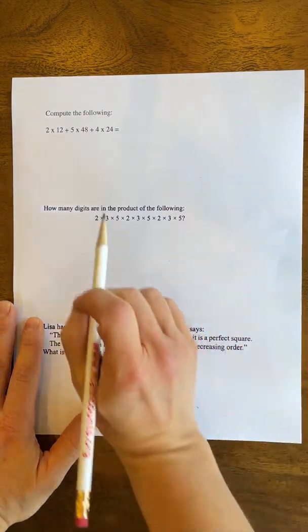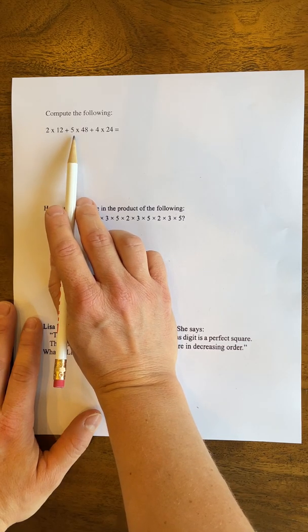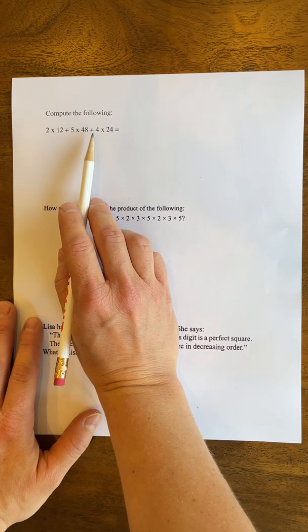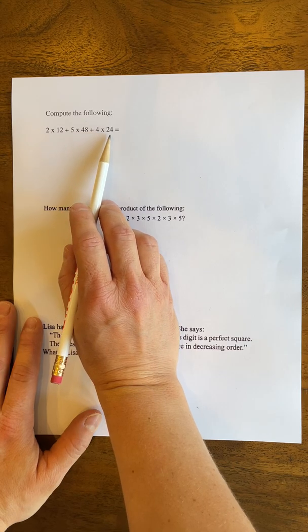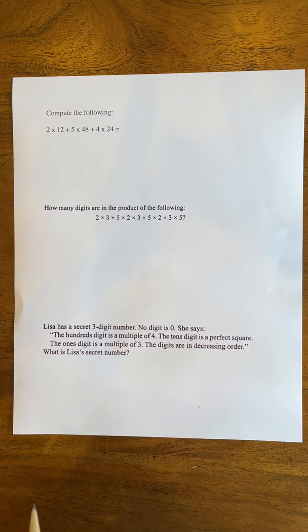Okay, here we go. Compute the following. 2 times 12 plus 5 times 48 plus 4 times 24. Now, usually in these types of problems, there's a pattern or a trick that we try and figure out.